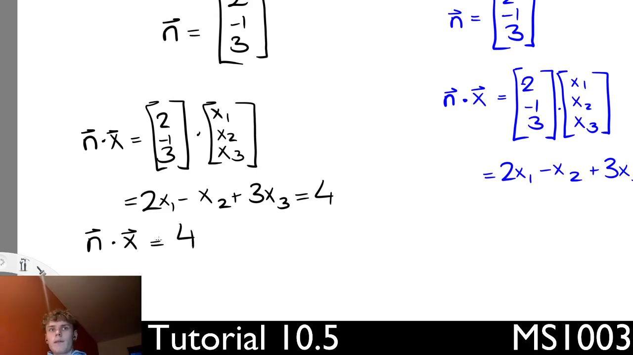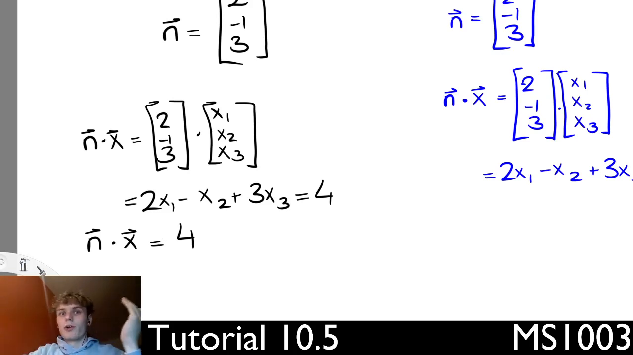For any x on the plane P, when I dot it with n, I get 4. I don't get 0. So how can they be perpendicular to each other? Two vectors are perpendicular if and only if their dot product is 0. This dot product is 4. And it's kind of subtle. Okay, it's really subtle what's going on here.